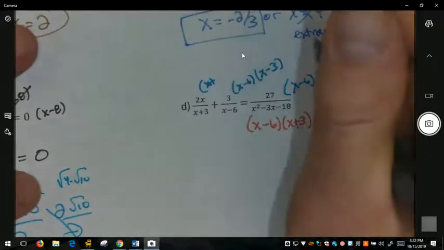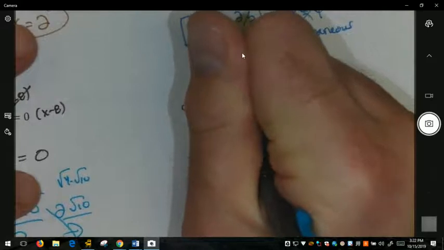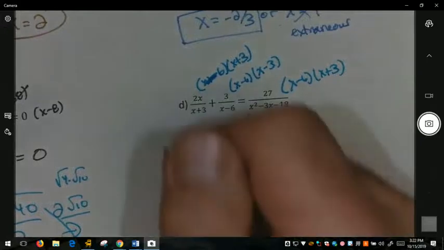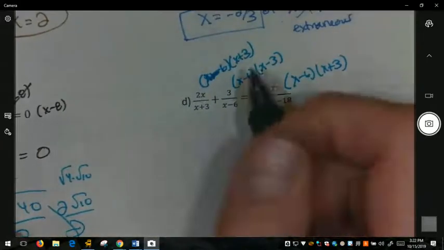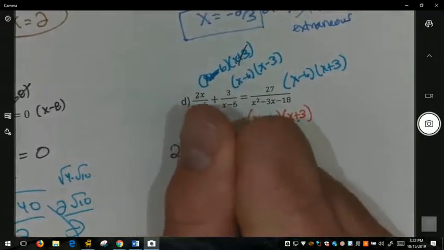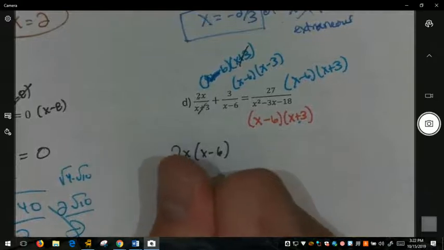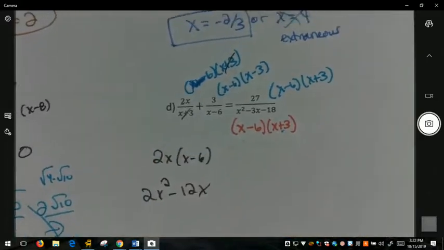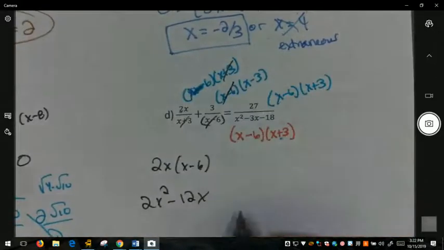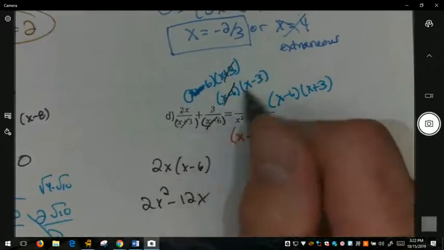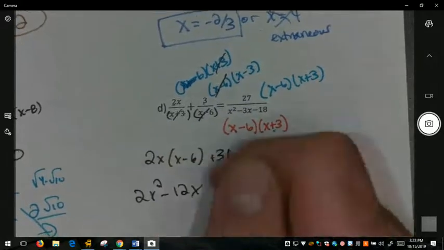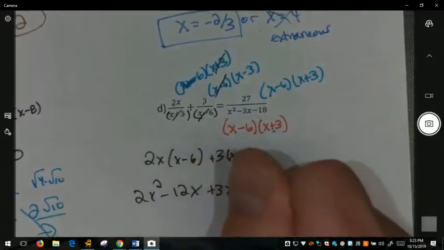But before I start multiplying through, I'm going to make certain that I cancel out any common factors in the numerator and denominator. So here, the x plus 3 is gone. I have 2x by x minus 6. You can write that out if you want. It's going to give us 2x squared minus 12x. Here, I have a common factor of x minus 6, so that cancels. And I'm left with 3 times x minus 3. I had addition, so I didn't have to distribute a negative or anything. It's going to give me plus 3x minus 9.